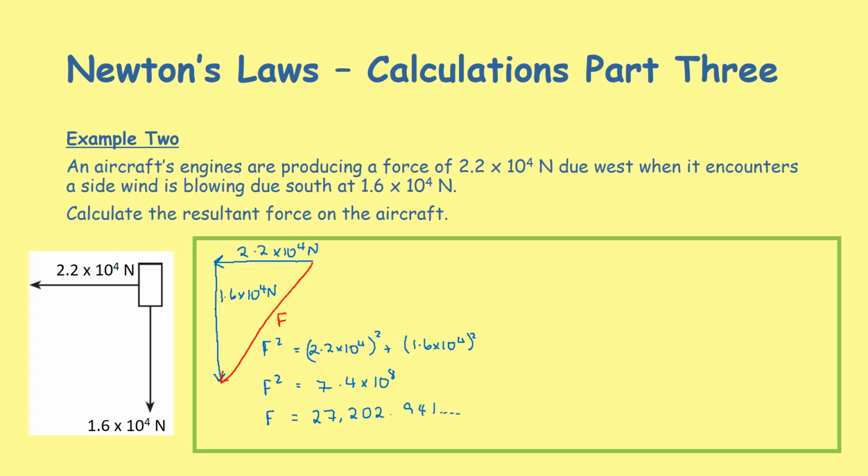27,202.941, etc. But having a look at the question, our two numbers are given as two significant figures with times 10 to the power of 4 at the end. So we can write our resultant force in that same format. Therefore, our force is 2.7 times 10 to the power of 4 newtons. So we have our magnitude now.